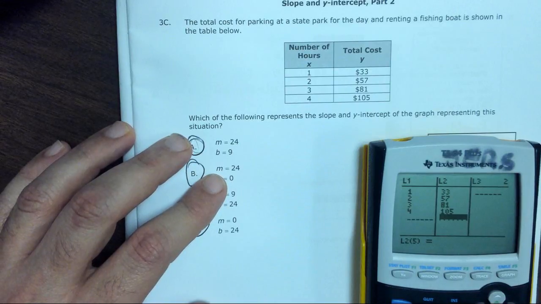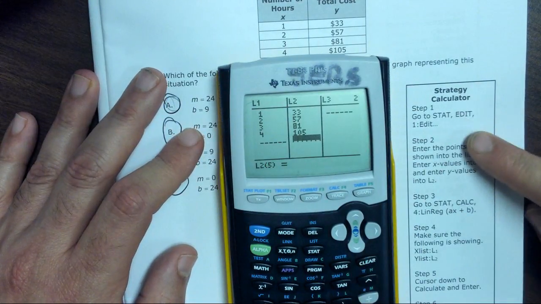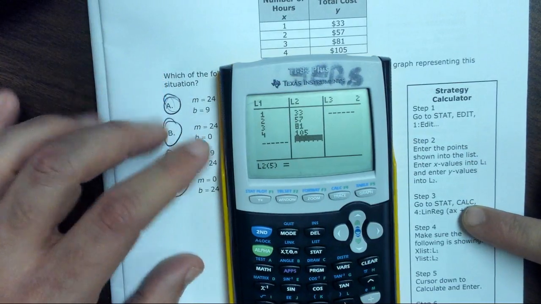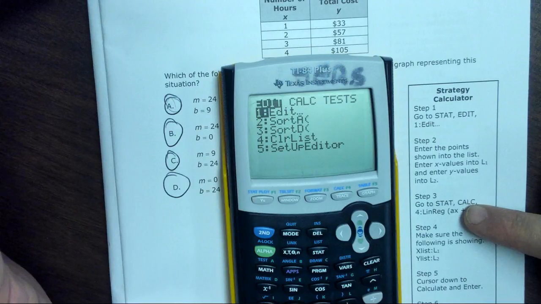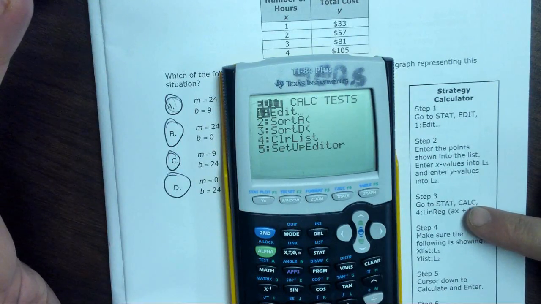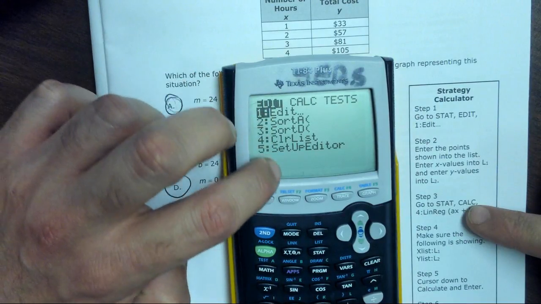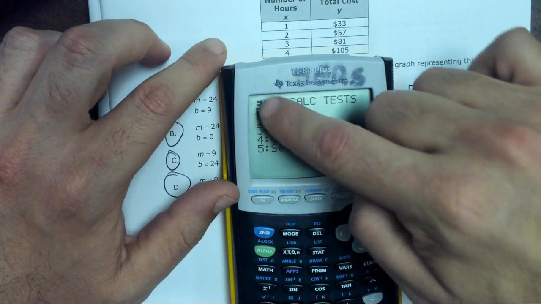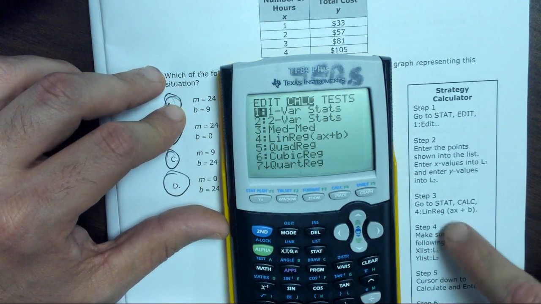Okay, I got them typed in. You're going to go back into the points. You're going to go to Stat again. Here's the tricky part. You have to go to Calc next. And even I was like, at first, I don't see it. But it's up here. You got to go to the right. Now you're going to go down to 4, LinReg.